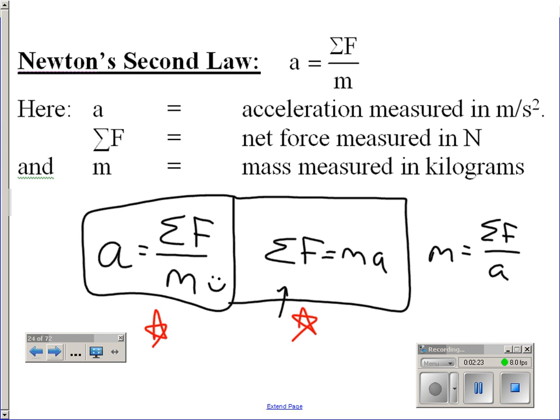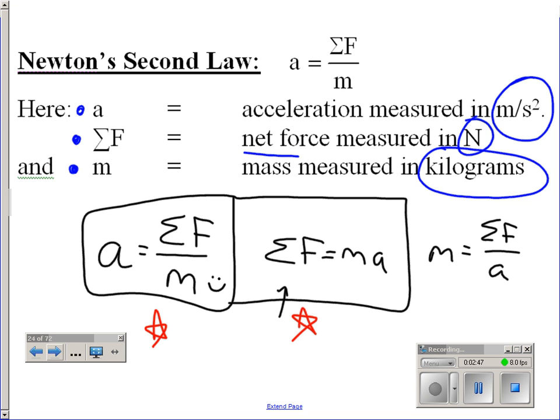Okay. Notice up here at the top of the screen, I've written down what the stuff is, right? A is your acceleration. Remember, we're always going to measure acceleration in meters per second squared. The squiggly F, net force, is always going to be measured in newtons. And finally, this M is new. M stands for mass. The mass is the mass of the object measured in kilograms. And we really have not talked about mass at all. So let's talk about mass.